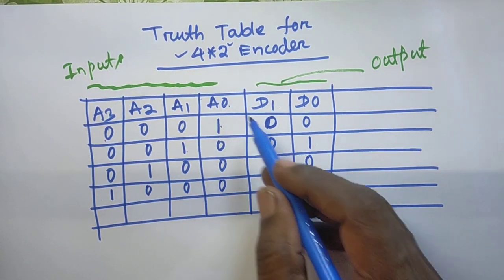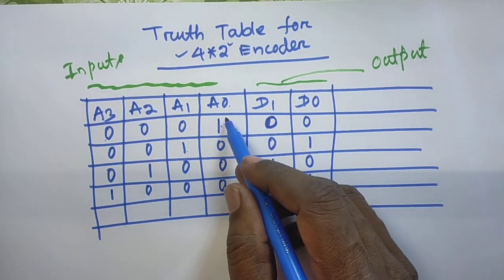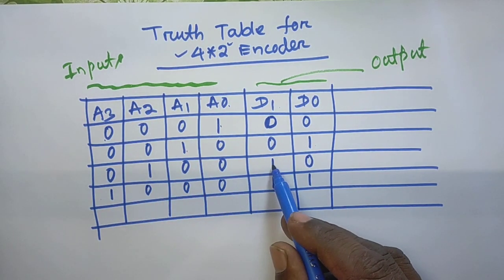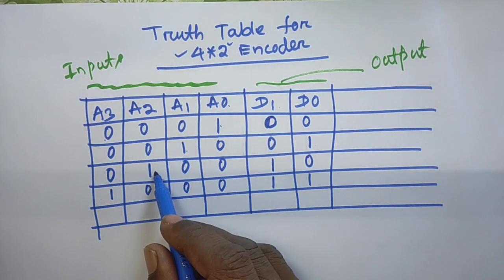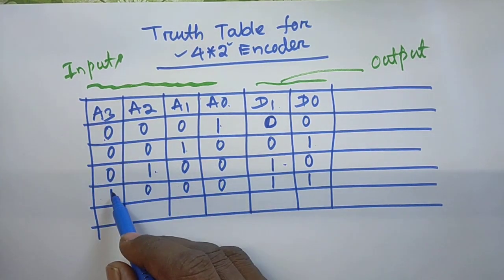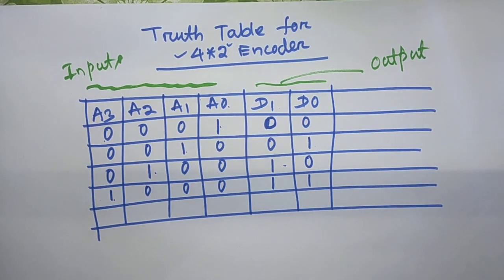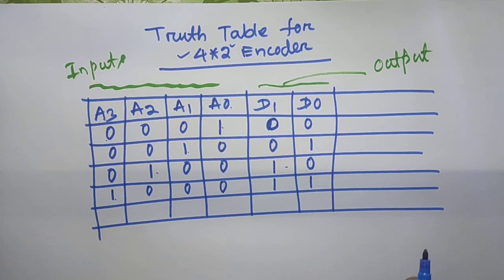Similarly, here it is 0, so the value will be 0 0. Here it is 1, so it is 0 1. It is 2, so 1 0. Here A3 is activated, it is 1 1, because it is 3, and 1 1 is 3. So like this we can find out or create the truth table for this 4 into 2 encoder. Okay, so this is the basic concept to design a 4 into 2 encoder.